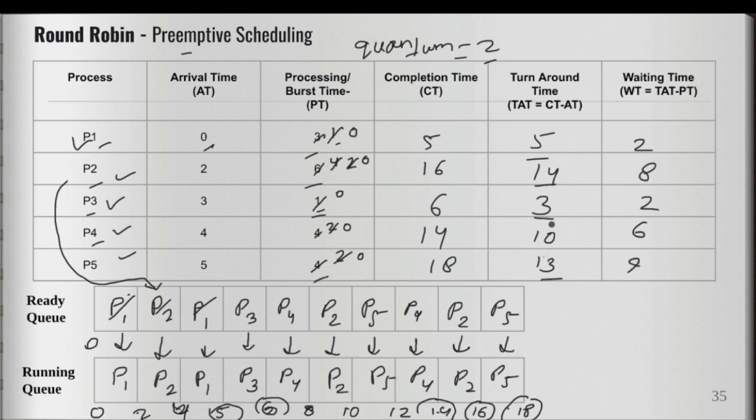Okay, so in the examination, it will ask you, please calculate the average turnaround time. So all you have to do is just make a total of this: 5 plus 14 plus 3 plus 10 plus 13, and divide that by the number of processes. There are 5 processes. Whatever value comes in after calculating this becomes your average turnaround time. And similarly, you can calculate the average waiting time. So average waiting time becomes 2 plus 8 plus 2 plus 6 plus 9 divided by 5. That becomes your average waiting time.